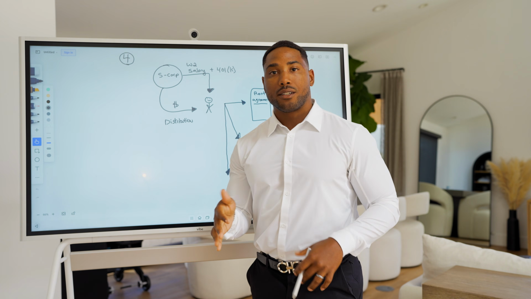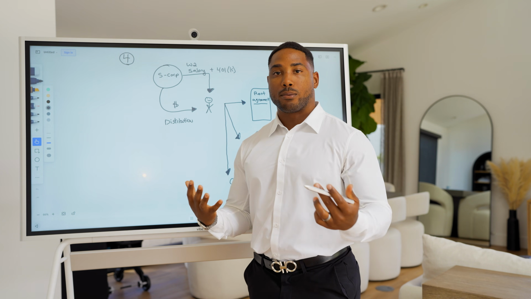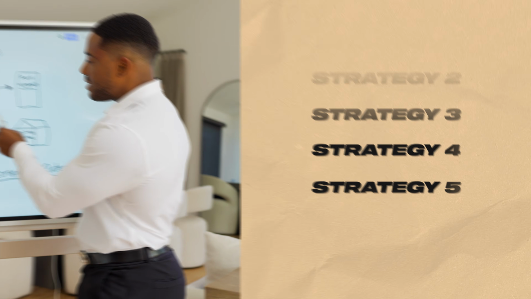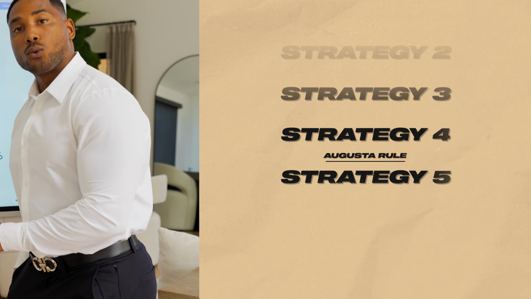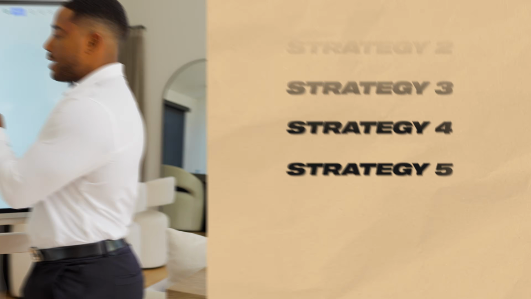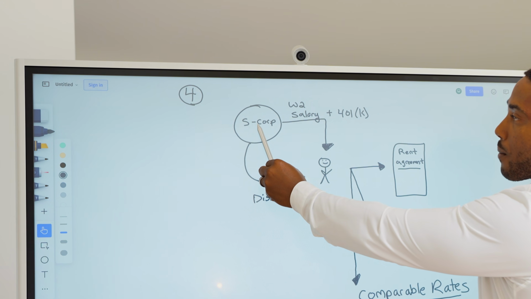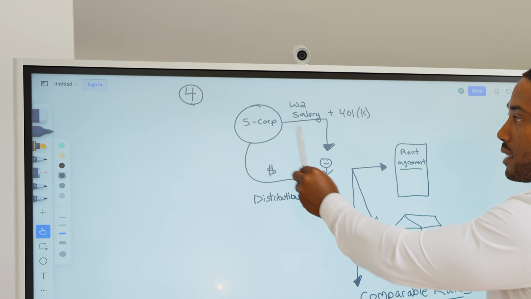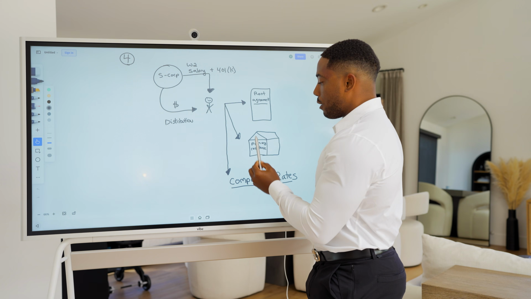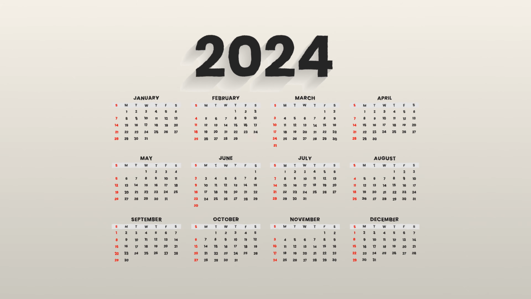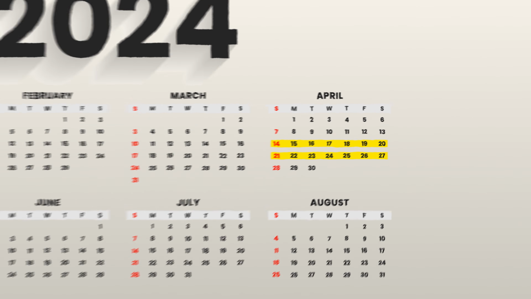Now we can start going into some more advanced strategies to bring down your tax bill. And one of those advanced strategies I like to utilize is the Augusta Rule. The Augusta Rule will allow you to establish a rent agreement between yourself and your S corporation. These two are different parties, and the IRS will allow you to rent your primary residence to your S Corp for 14 days in the year.